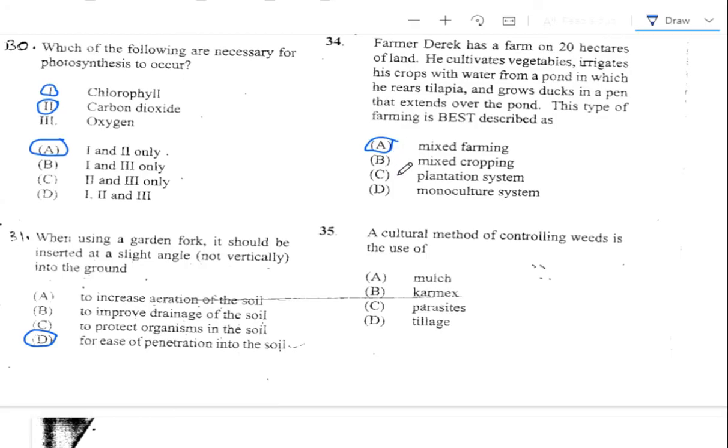Alright, the distractor question is mixed cropping, but this is when you have different types of crop on the same land, farm. When you have plants and animals, or fish, you call that mixed farming.